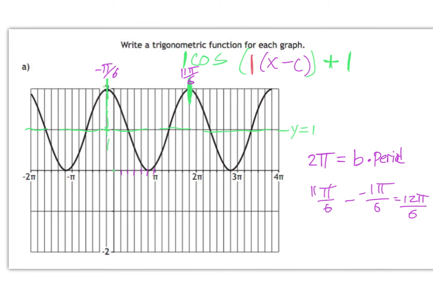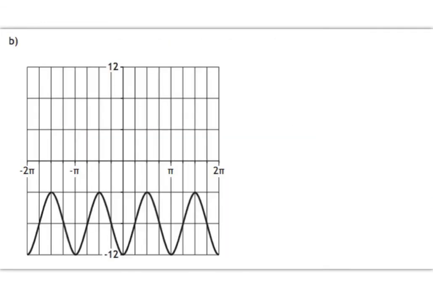And then our phase shift point, if we are starting at negative pi over 6, that means we are shifted pi over 6 units to the left, and that's going to be plus pi over 6 on the inside there. All right. One more of these doing the same thing.